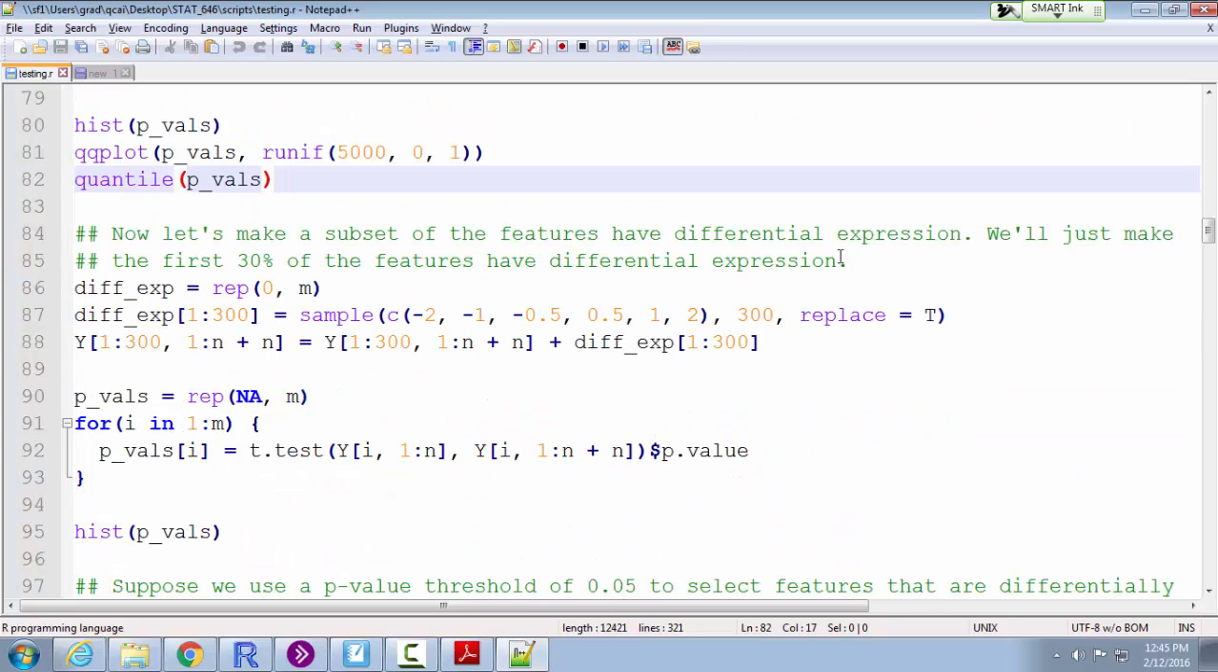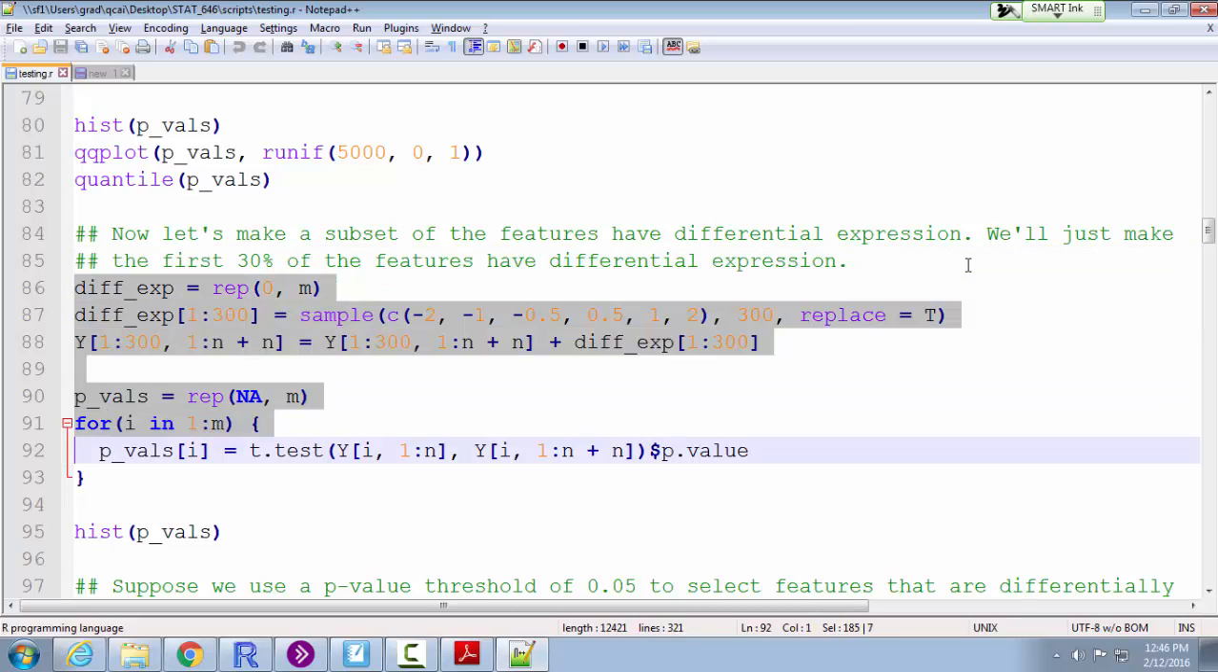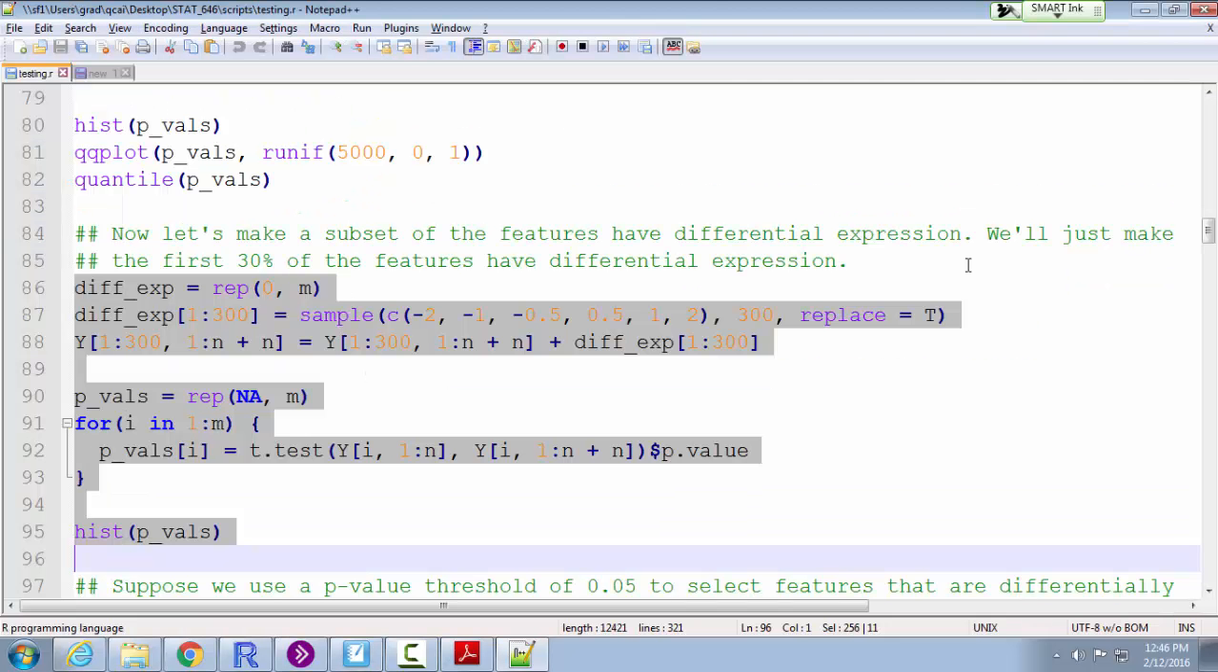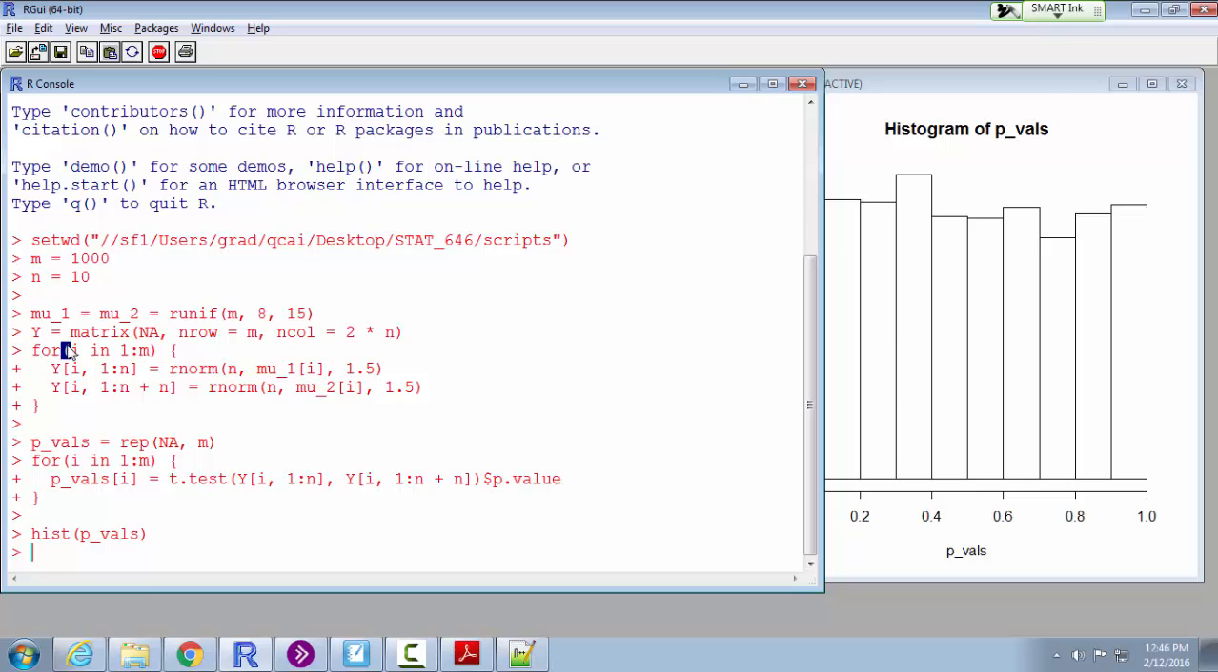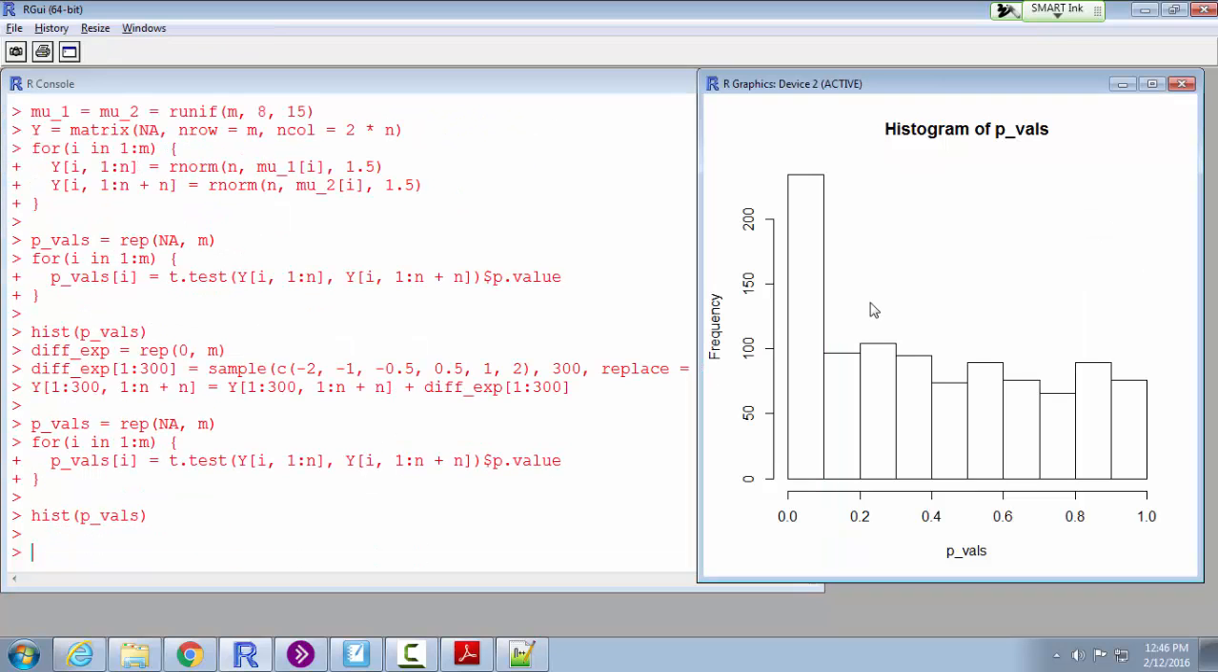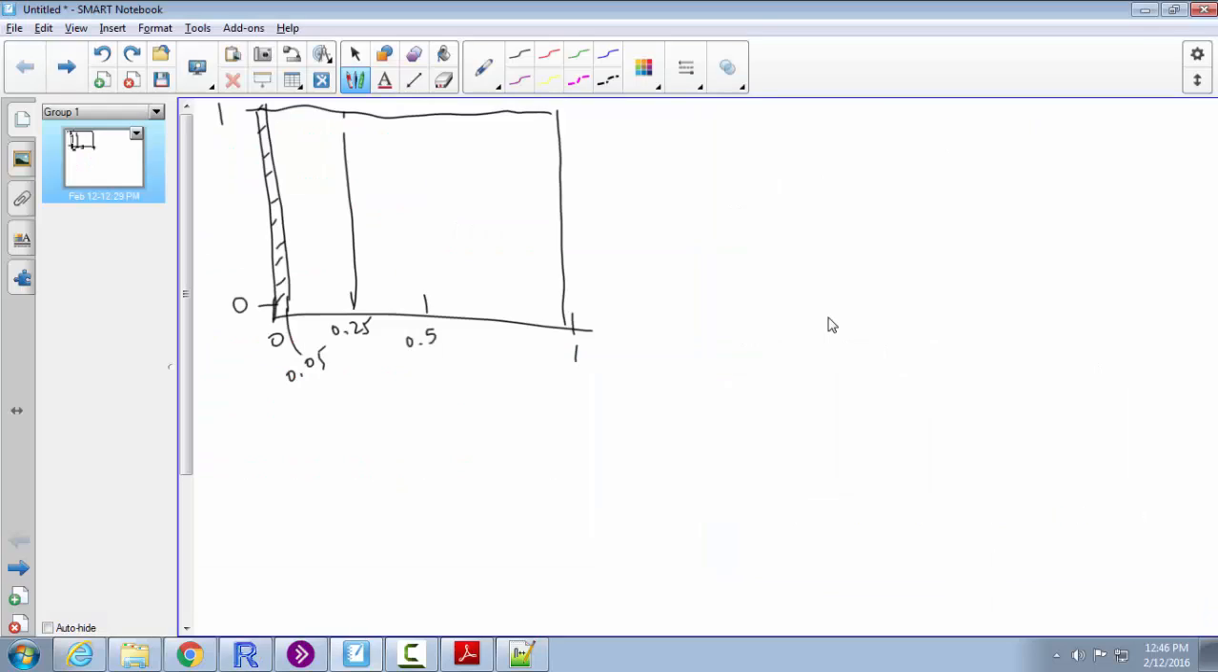We then made the data have some interesting features. We took the first 30% and we created some differential expression. We made it so that the mean in the first group was not the same as the mean in the second group. And that gave us a picture like this of the p-values. And we said that looks like a mixture of 2 distributions.